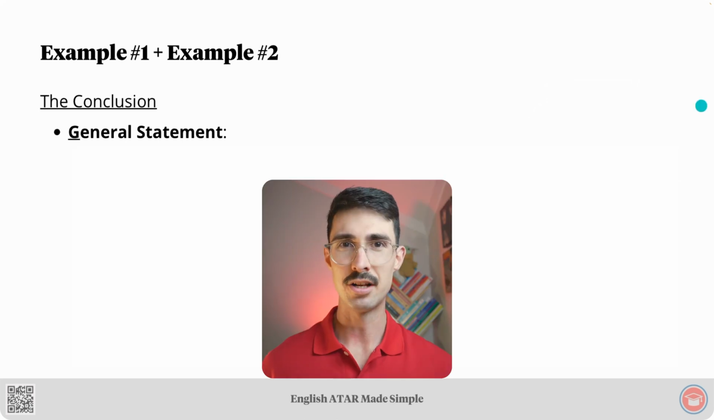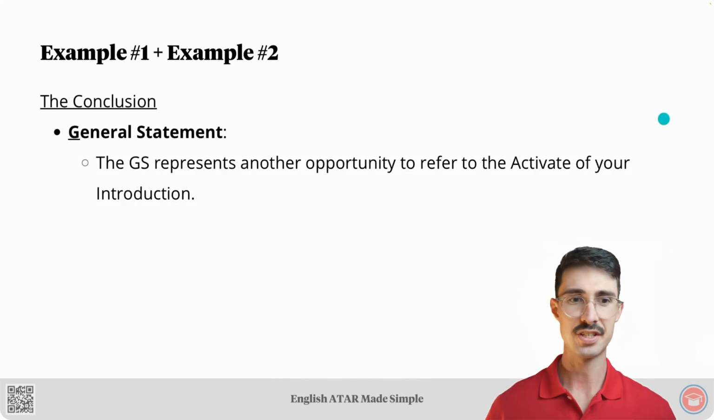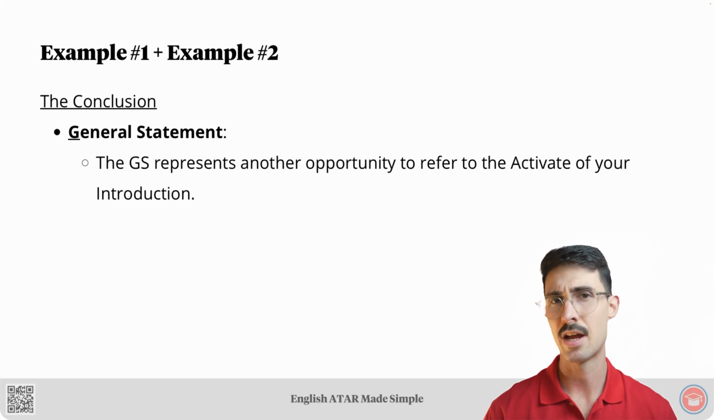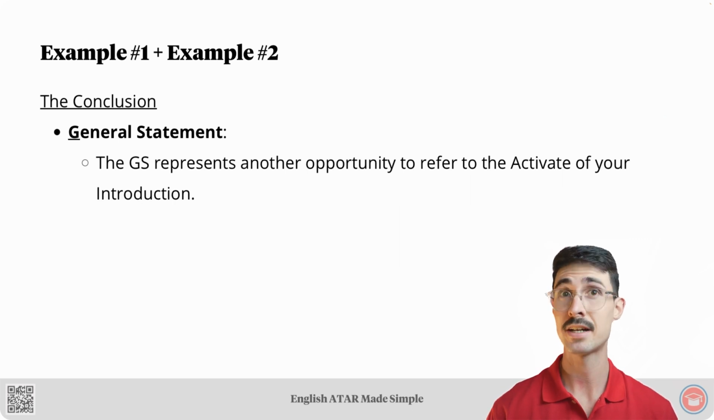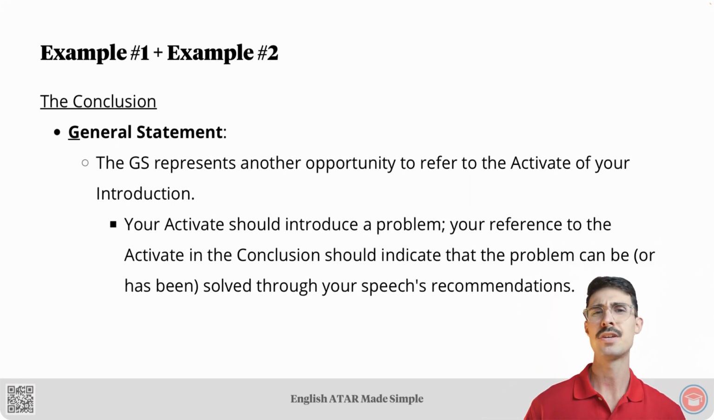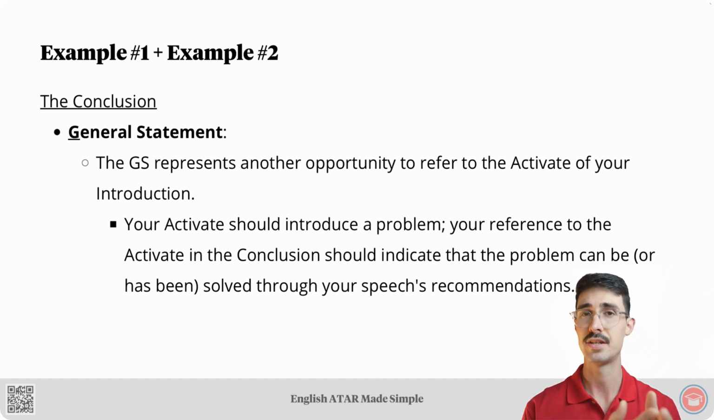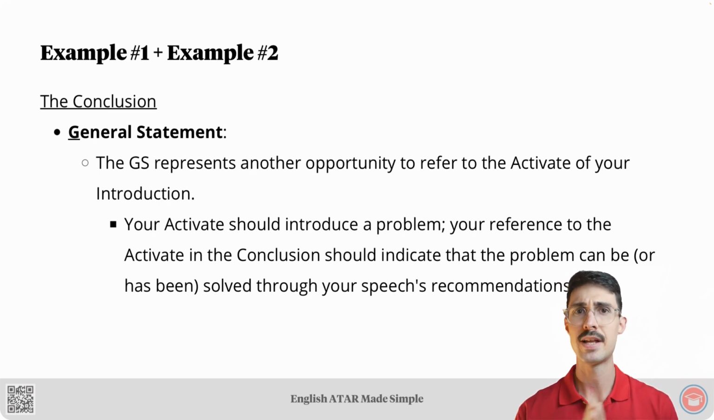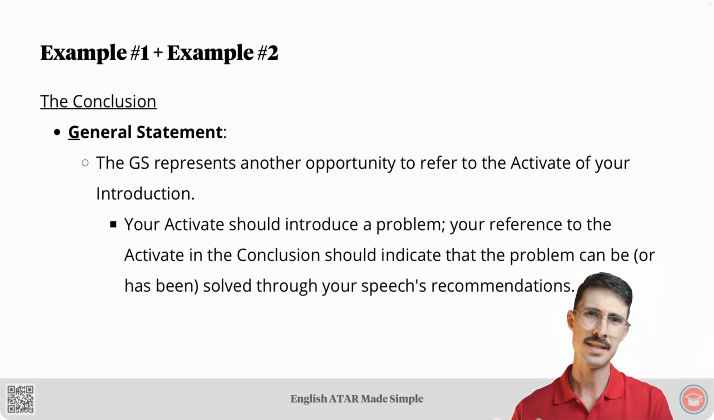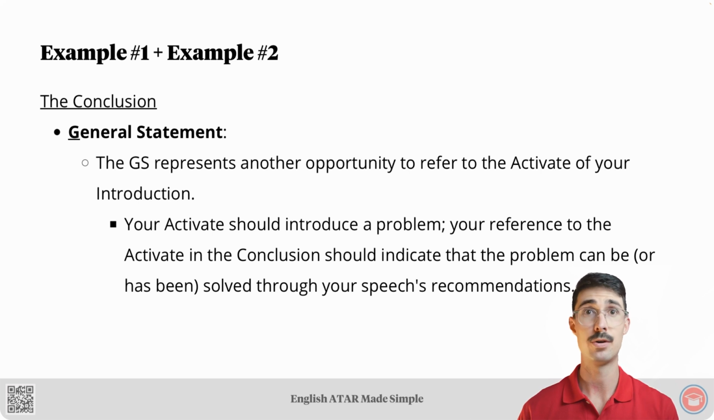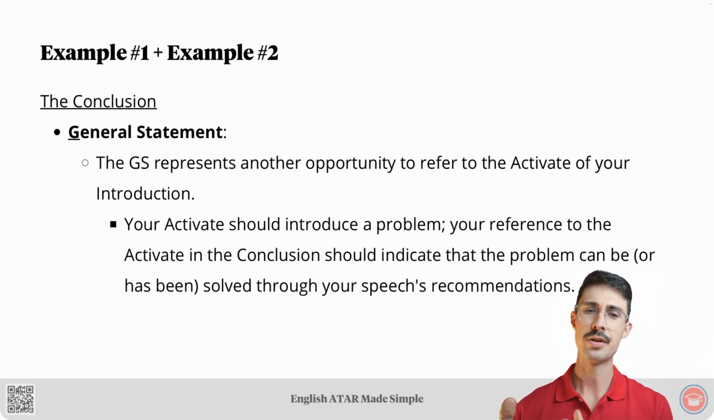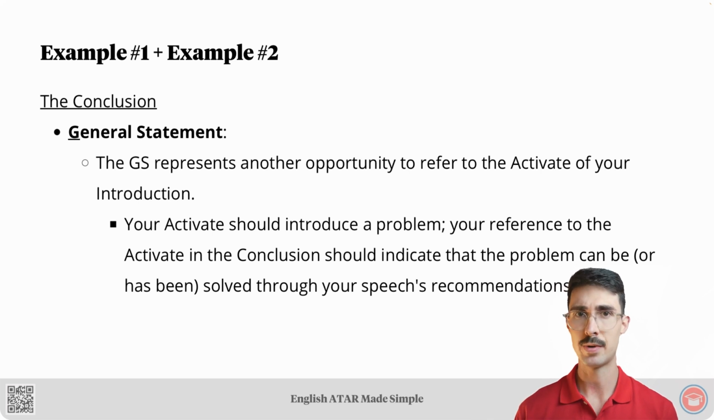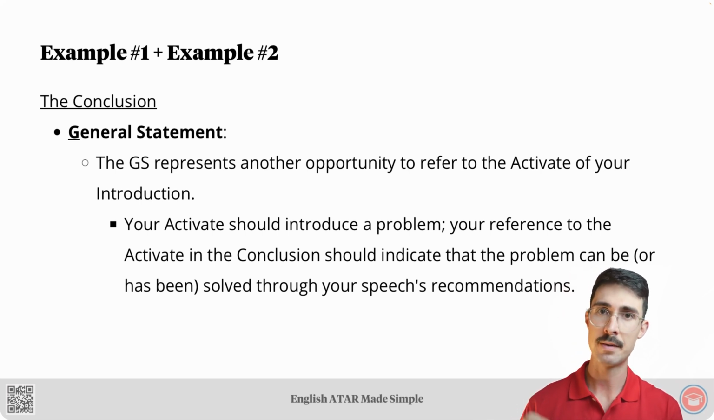Last element is the general statement. Firstly, the general statement represents another opportunity to refer to the activate from your introduction. And remember how we said that the activate in the intro should introduce a problem or frame the situation as a problem. And then your reference to that situation in the conclusion indicates that the problem can be or has been solved through your speech's recommendations. In the conclusion, you're referring to the same situation from the intro, but you've framed it as a solution now.